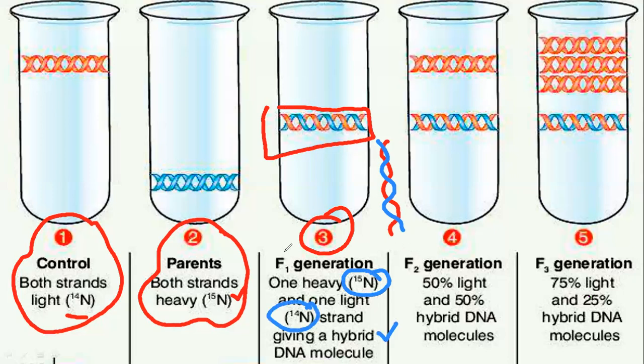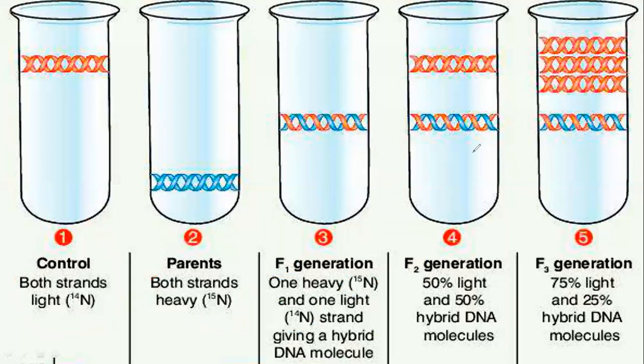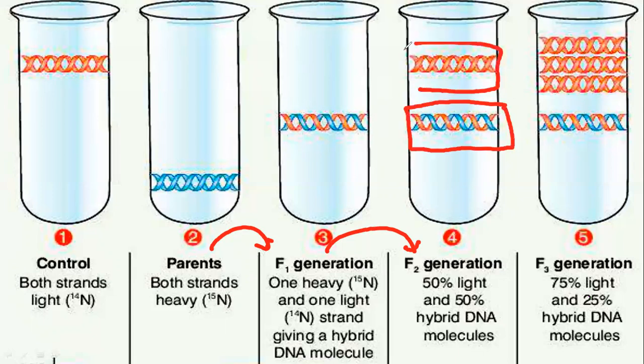Okay, that was on the F1 generation, you need to remember it. And then we allowed this to replicate further for the F2 generation. I think you remember from the genetics chapter, it's called the first filial generation, then comes the second filial generation. These are basically the offspring of the parental generation. So we kept on replicating the same DNA, and you can see from the second filial generation, we got 50% light and 50% hybrid.